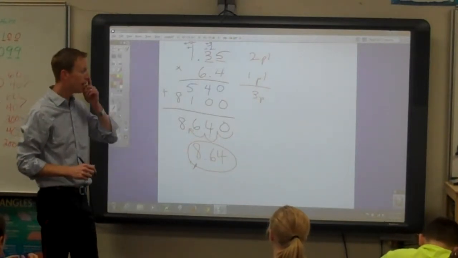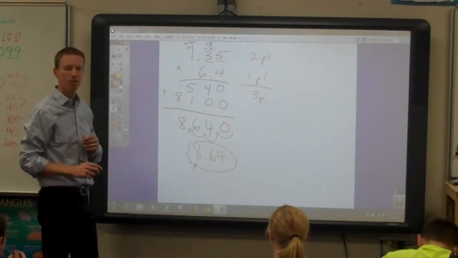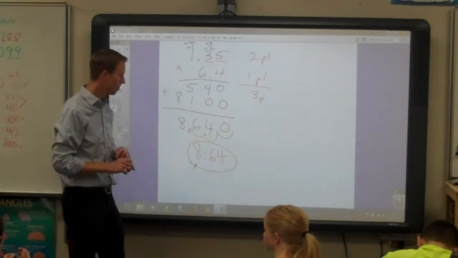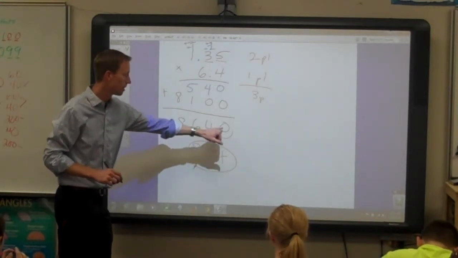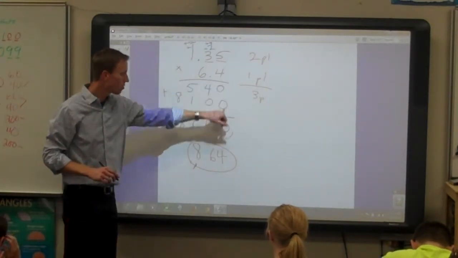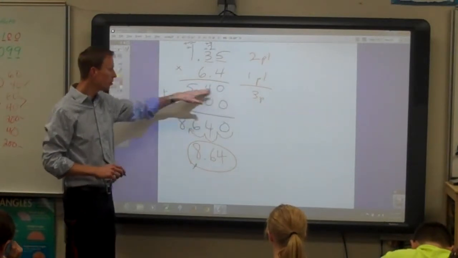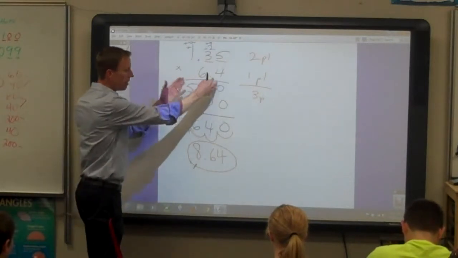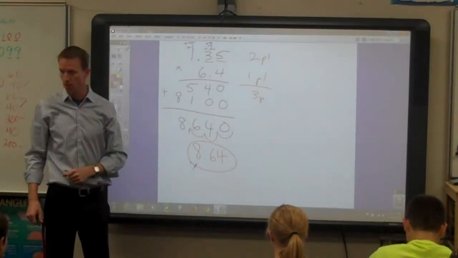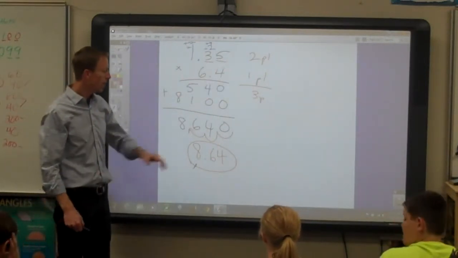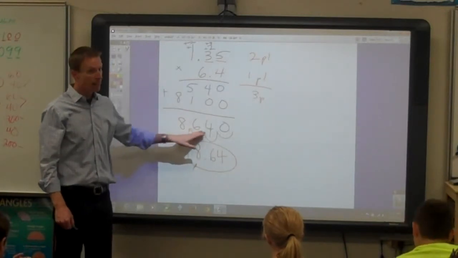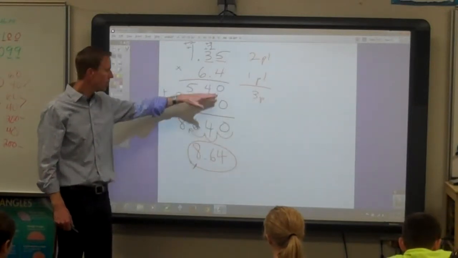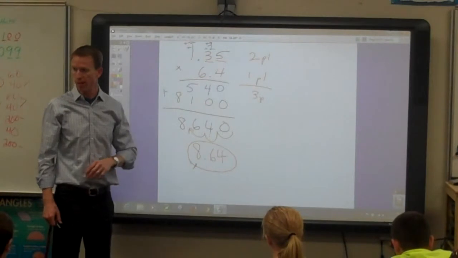Any questions on that? Would you have to put the 0 there at the end? Yes, because that one is important. It holds this place, and we're adding these 2 numbers. Without the decimal point, we're just adding these places up. Okay? And that's how we get these digits. That's not the answer yet. It's just the digits that we get from multiplying.